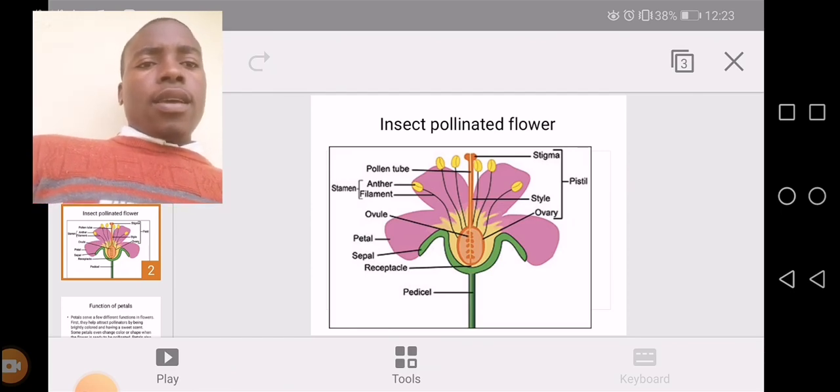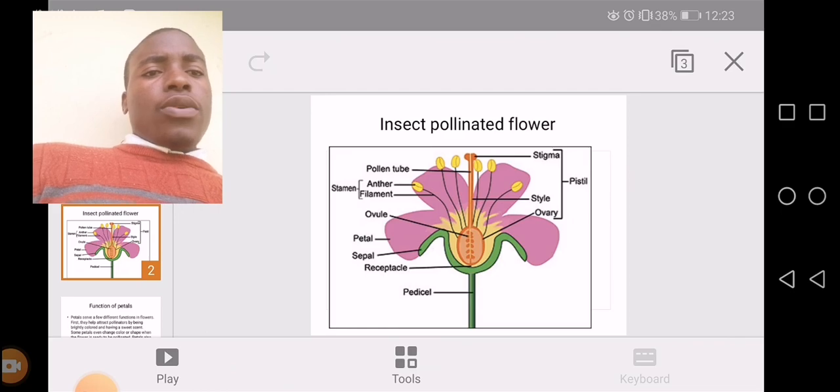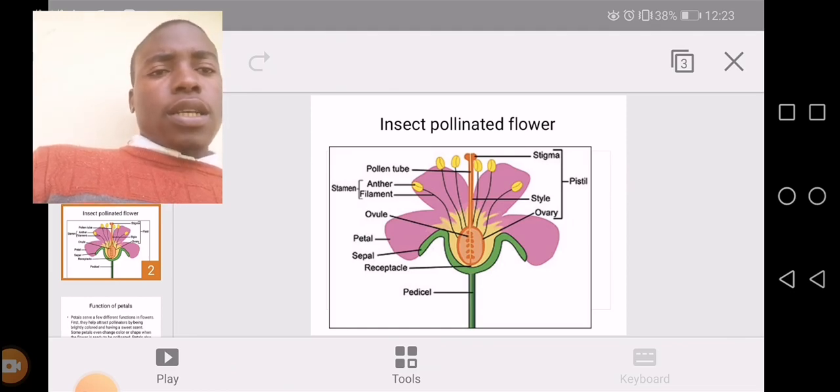This one has some features such as stamen and pistil. These are the main features. The stamen consists of an anther and a filament which is holding the anther. Then we have the pistil, which is the female reproductive part of a flower, which consists of a style and a stigma. Then there are some features like petal, sepal, receptacle, and pedicel. We are going to discuss them as we go down.